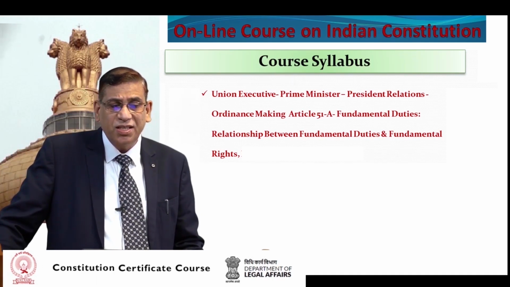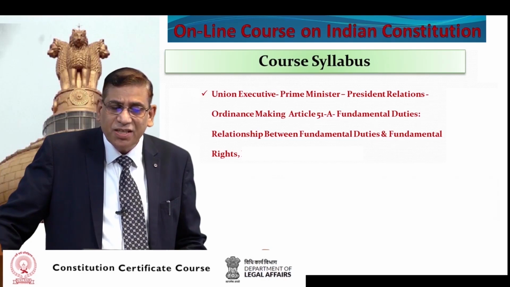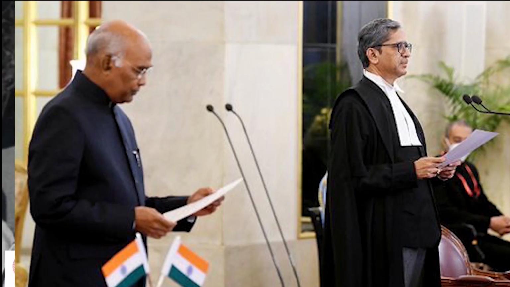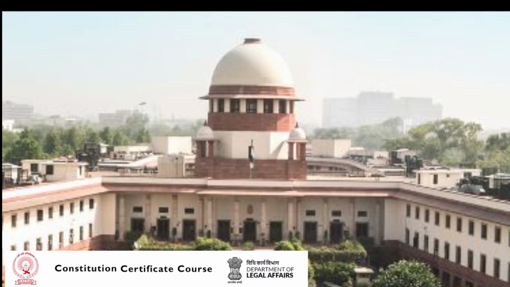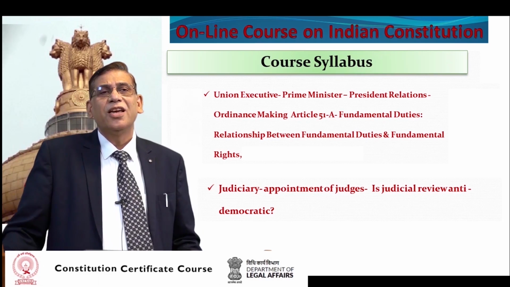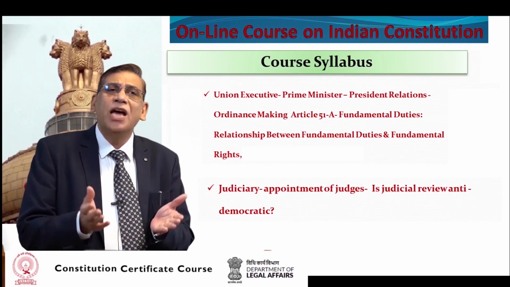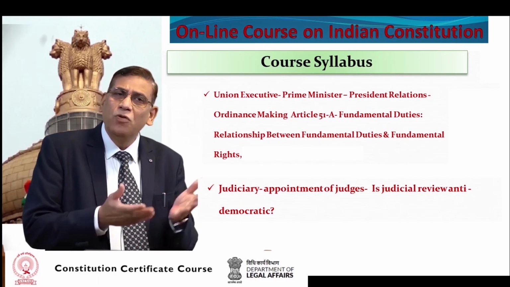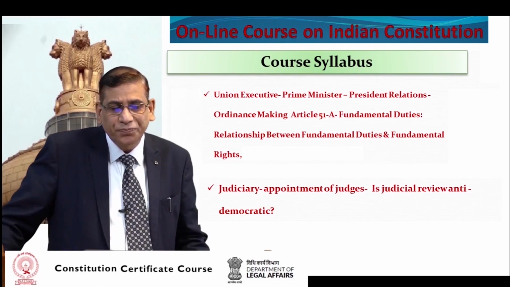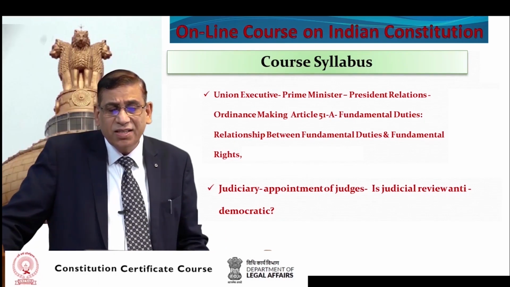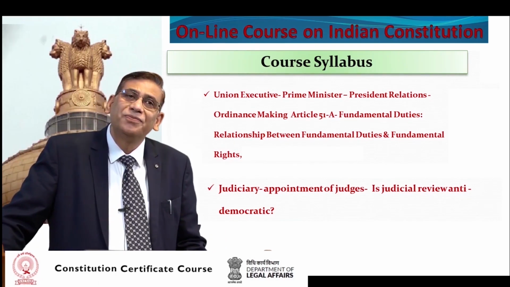We need to discuss appointment of judges, how judges are appointed, what this collegium system is, and what this power of judicial review is. Is the power of judicial review anti-democratic, because even when parliament has unanimously passed a law, a few judges can strike it down? Then we will discuss the amending powers.